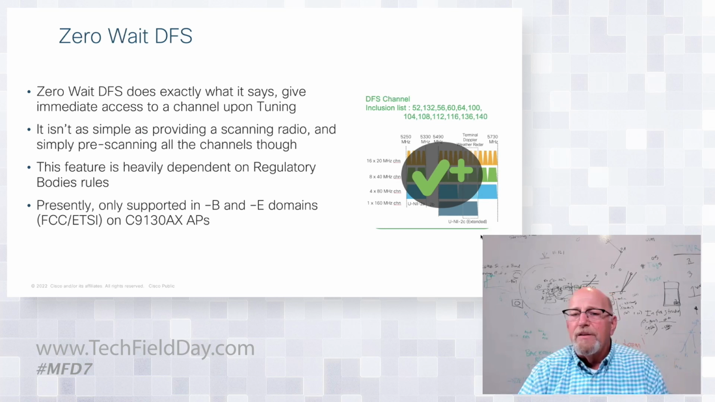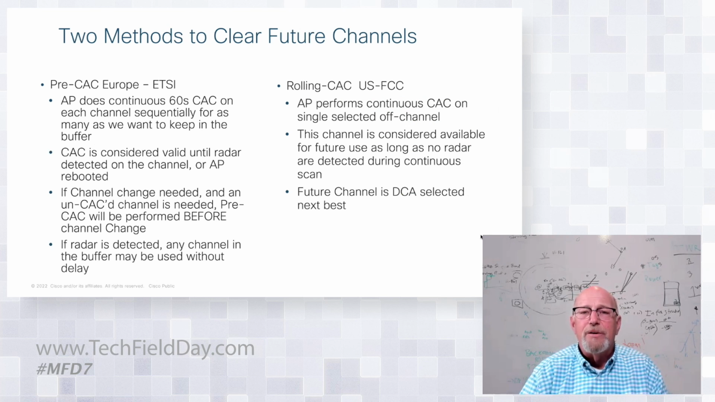But what does zero-wait DFS do for us? It does exactly what it says. It goes out and builds a list of channels and puts them in my inclusion list so that if I need to use a DFS channel because of a radar hit or because of an issue, I can jump right to that channel and start broadcasting right away. It does it 2 different ways for 2 different regulatories. We've got ETSI, and ETSI changed their rules slowly.